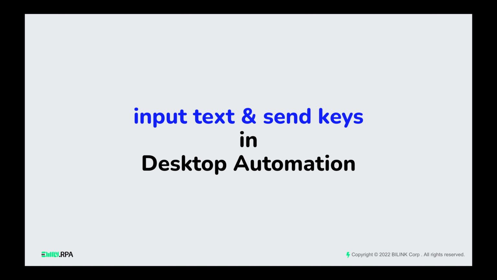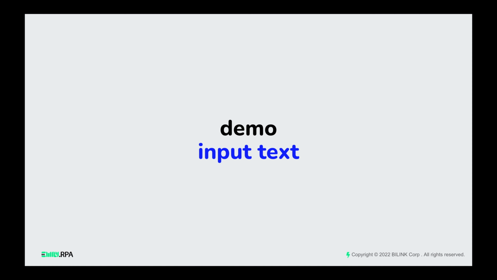This course will introduce the input text and send keys functions of the desktop automation module. The input text function allows you to enter text using the keyboard or clipboard functions. The send keys function can send keyboard events to simulate a human operating the keyboard. Let's see how to use the input text function.